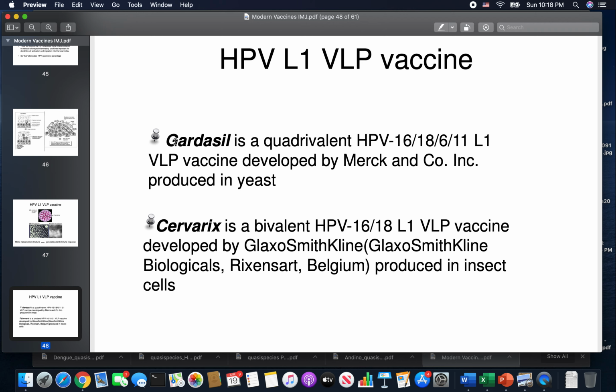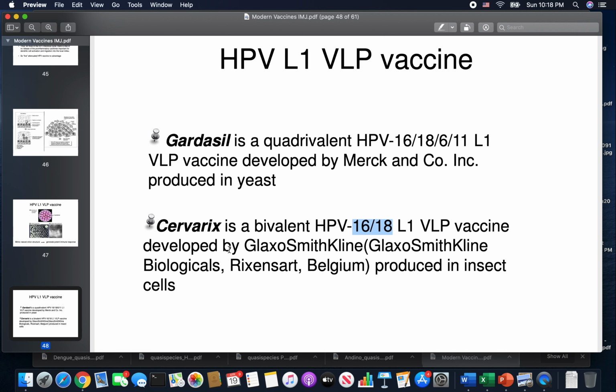So two of the most prominent ones are going to be the formulation called Gardasil and another one called Cervarix. And Gardasil is going to go for immunity to 4 different really common types, and so it's got 4 different types of those L1 proteins in there. And Cervarix is going after the 2 major causes of cervical cancer only. They're just manufactured by different companies. This is a Merck one, and this is a GSK, GlaxoSmithKline one.